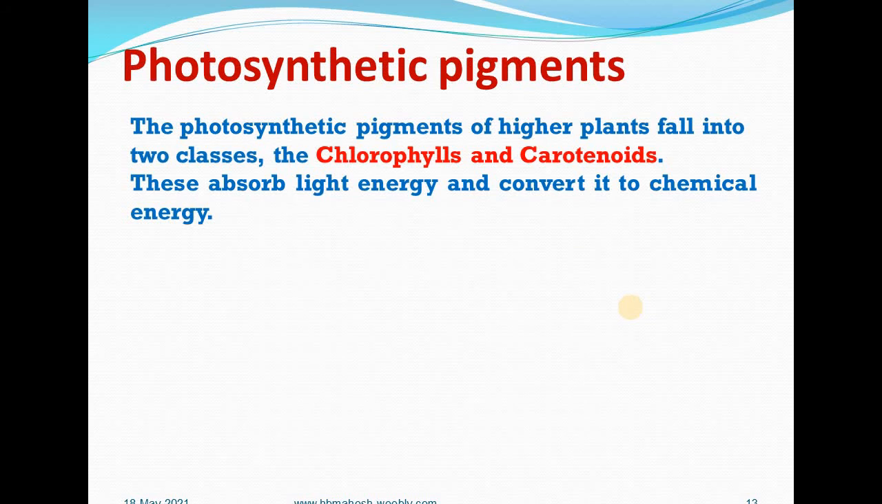Till now we are discussing the chlorophyll molecule or pigment molecules. The photosynthetic pigments of higher organisms fall into two categories or classes. Number one is chlorophylls, number two is carotenoids. These photosynthetic pigments absorb light energy and convert it into chemical energy.